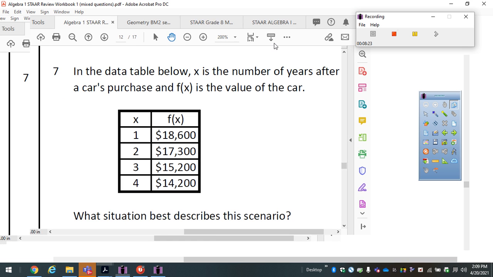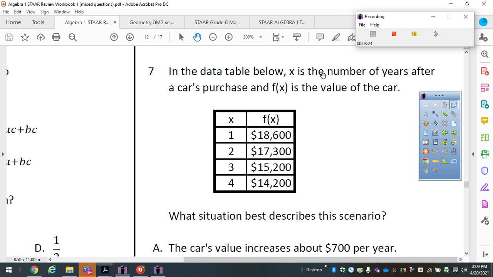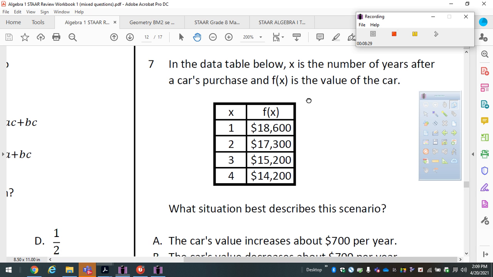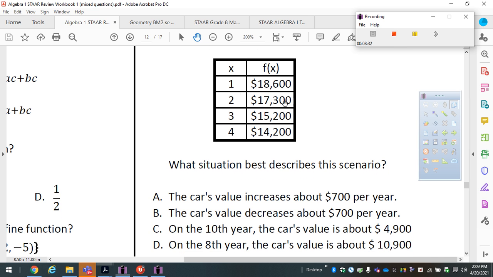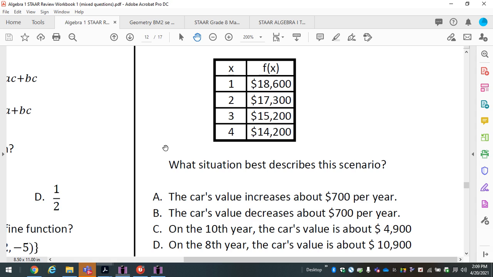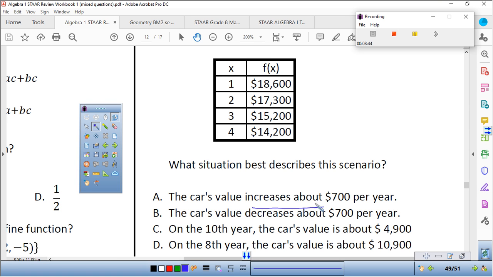Okay, let's see what this one says. And the data table below, the X number of years after a car is purchased, and f of X is the value of the car. So what's happening is year 1, year 2, get the value. It's going down. What situation best describes the scenario? The car's value increases. I'll tell you this much. It does not increase. As the years go on, it does not increase.